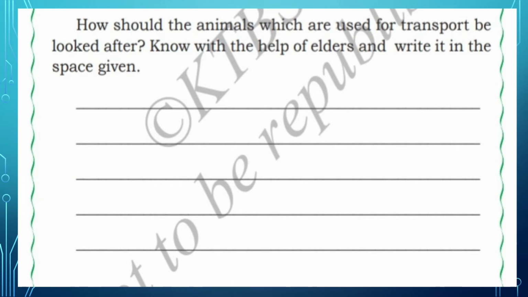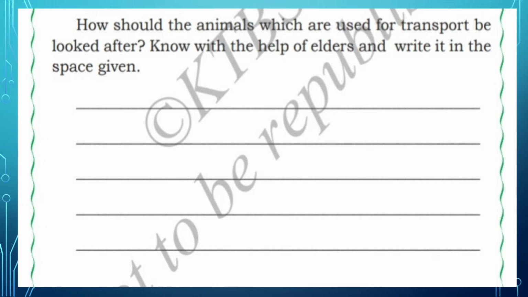In the earlier question, you asked how the people who are using the animals take care of them, and you wrote that. Now what you have to do here is write, with the help of your elders or teacher, how you have to look after the animals which are being used for transportation.